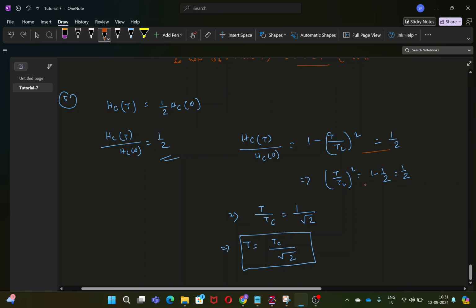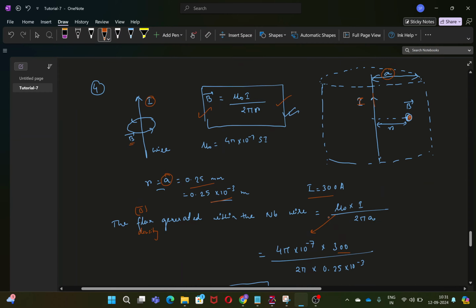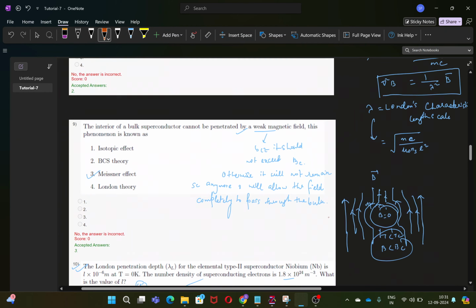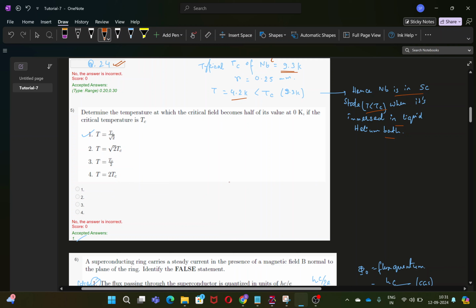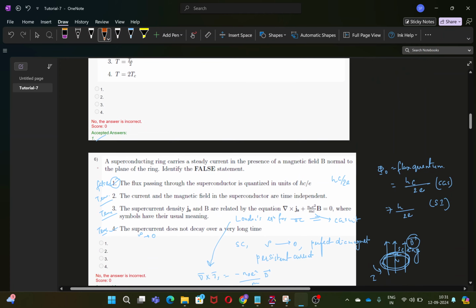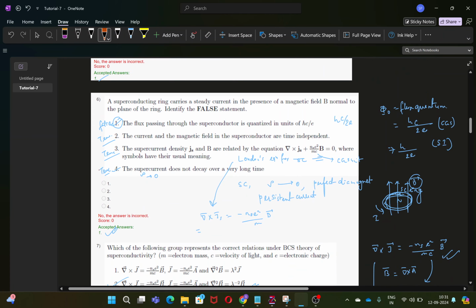So you can solve it further and get (T by Tc) whole squared equal to 1 minus half, which is half. So T by Tc equals 1 by square root of 2, or in other words T equals Tc by root 2. This is the answer for this question. So let us choose the answer. Yeah, the first one is the correct answer, that T equals Tc by root 2. Then question number 6 is that a superconducting ring carries a steady current in the presence of a magnetic field normal to the plane of the ring. Then identify the false statement.